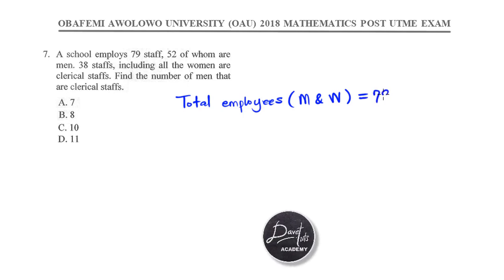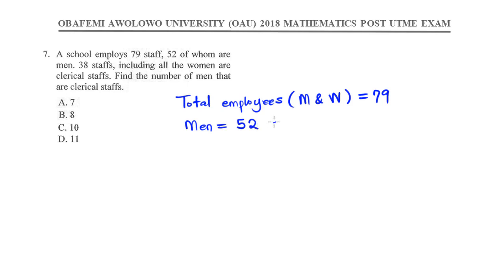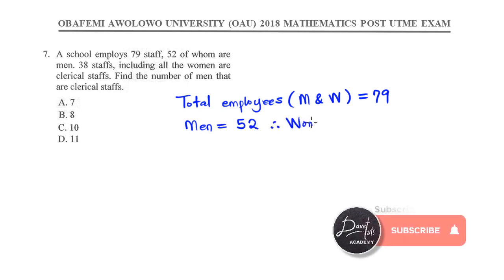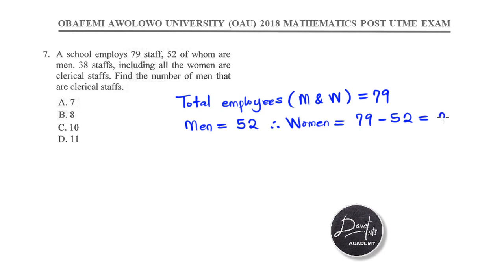So total employees, including the men and women, is 79. Now, out of this set of people, we've been told that 52 of them are men. So men among the employees, there are 52 in number. So the number of women we can get as 79 minus 52, and that will be 27. So the number of women that were employed is 27.